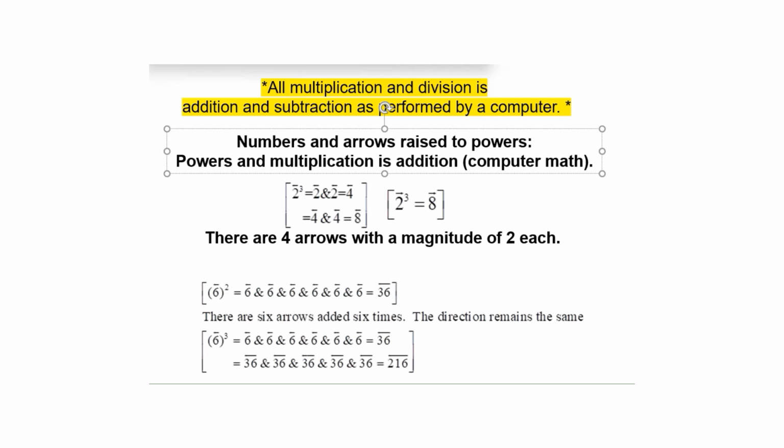6 squared, to an arrow going this way, is 6 and 6 and 6 and 6 and 6 and 6, which equals 36 going this way. There are 6 arrows added 6 times. The directions remain the same. 6 to the cube is the addition you see.